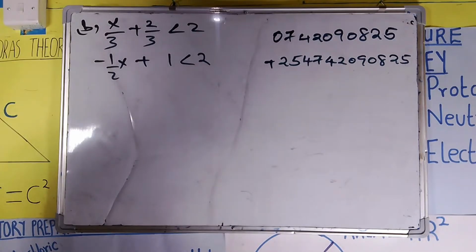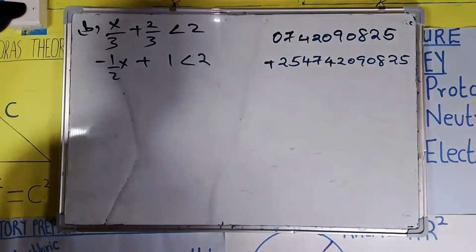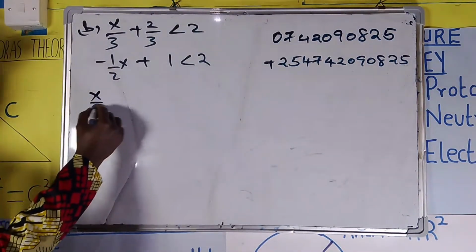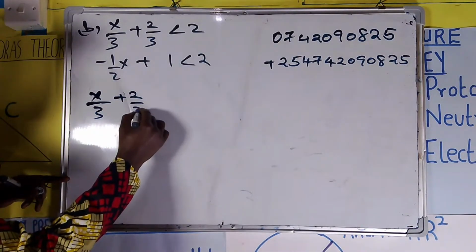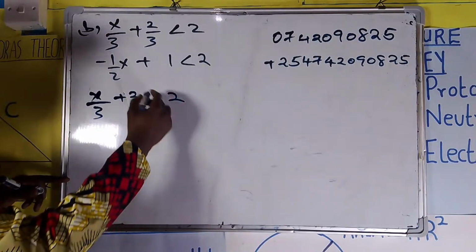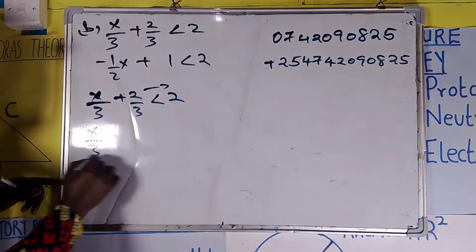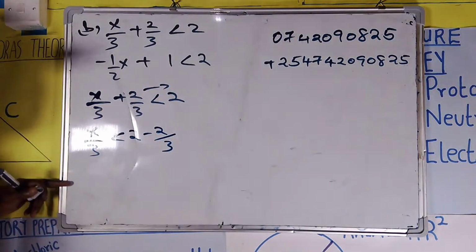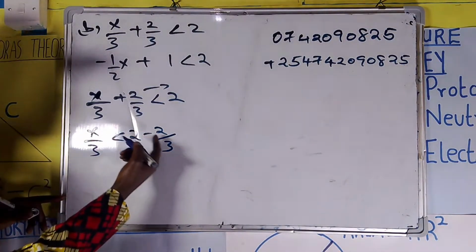So let's proceed. We have this. So tutaanza tu na ya kwanza, x plus x over 3 plus 2 over 3 is less than 2. Tutapeleka hii huko, like terms zikae pamoja, tubaki na x over 3 is less than 2 minus 2 over 3. So when we have this, we now proceed to 2 minus 2 over 3.